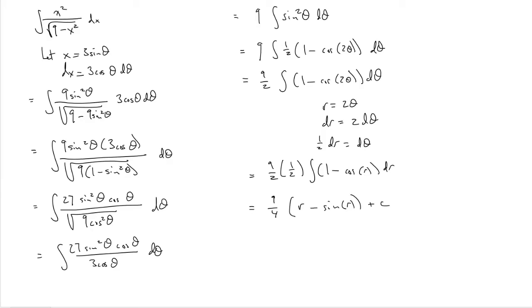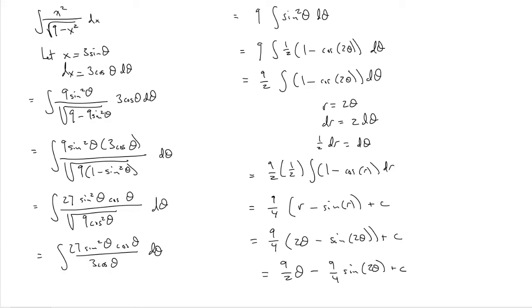After we integrate, you have to be a little bit careful. The integral of 1 dr is r, so there's lots of variables floating around, but we're integrating with respect to r. And so we get 9/4 times the quantity r minus the sine of r plus a constant. r is equal to 2 theta. And after we simplify, we get 9/2 theta minus 9/4 the sine of 2 theta plus a constant. We've just done the second third of the trig substitution problem.